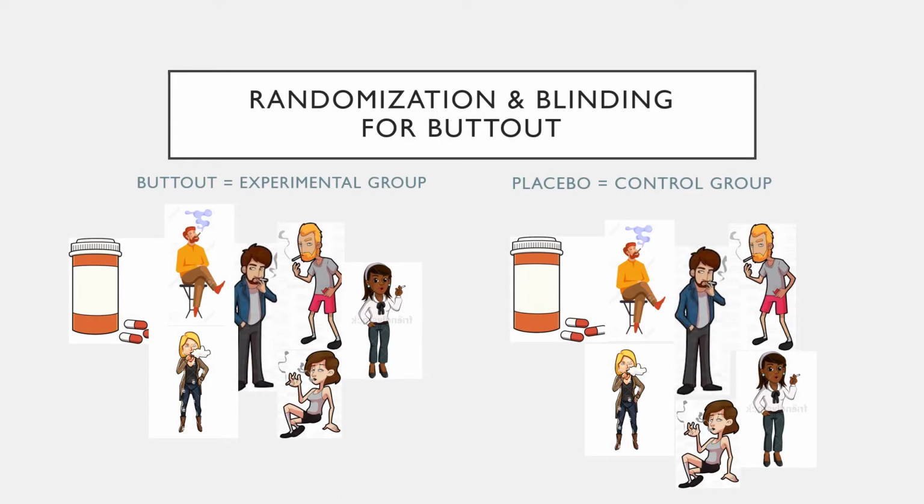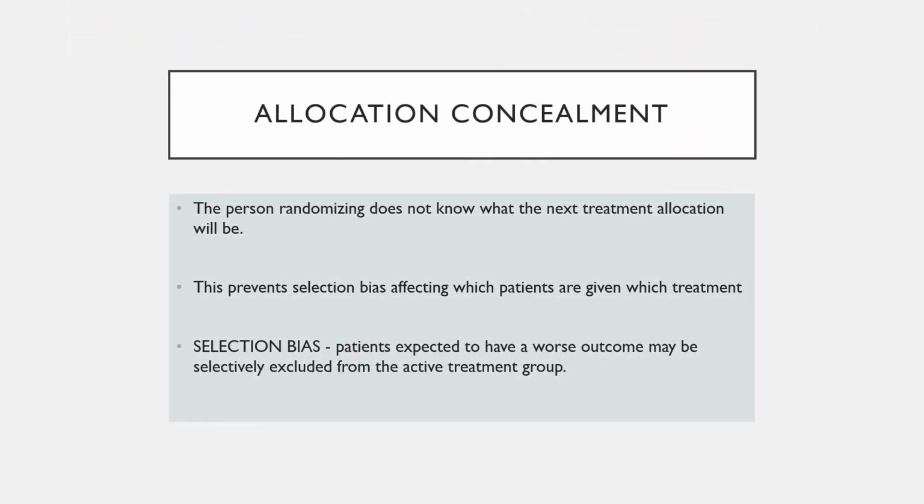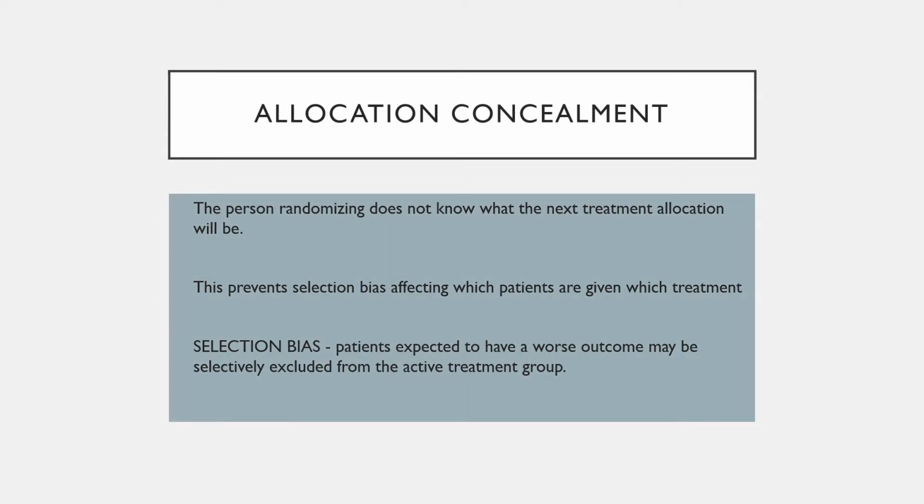Another aspect of blinding is ensuring both therapies look identical, such as each pill looking the same, as well as all participants receiving each therapy in the same way so that no bias can be introduced. Allocation concealment is another important part of blinding. This means that the person randomizing the patient does not know what the next treatment allocation will be. This is important as it prevents selection bias affecting which patients are given which treatment.